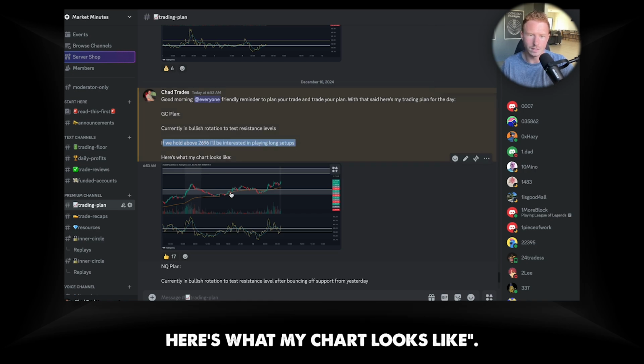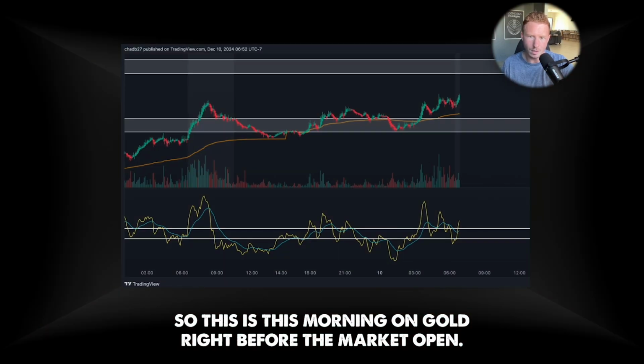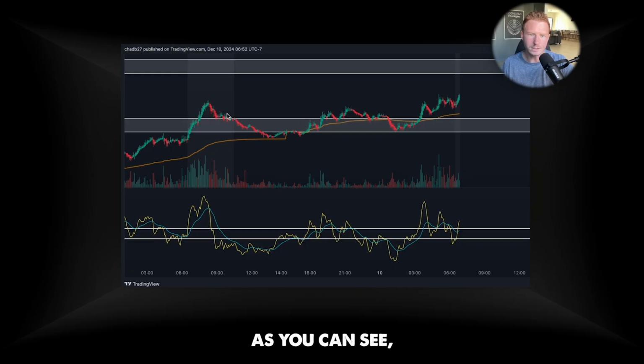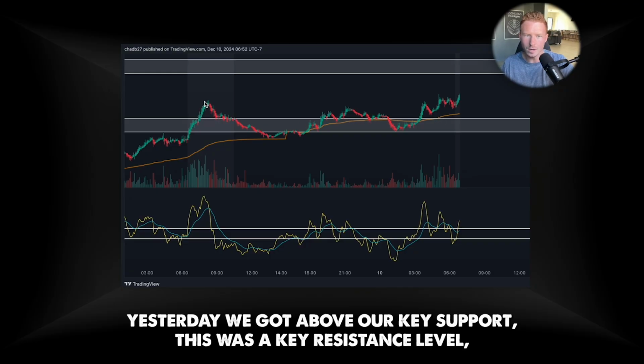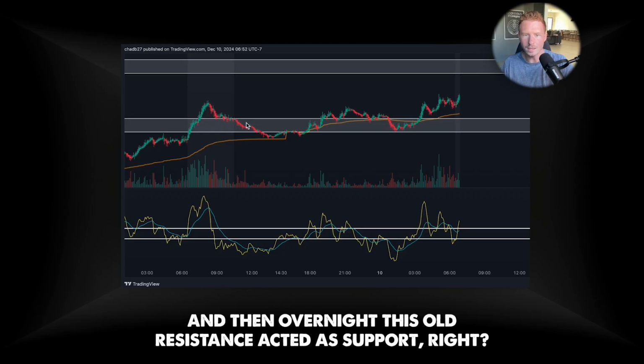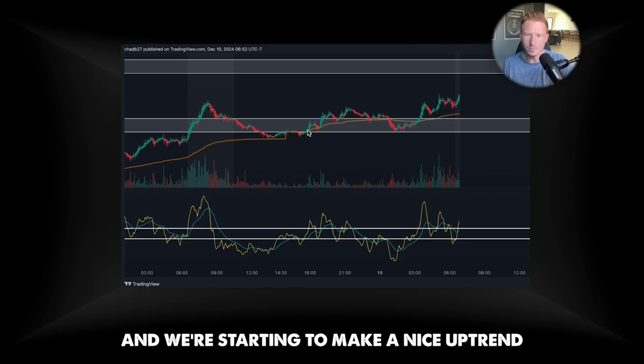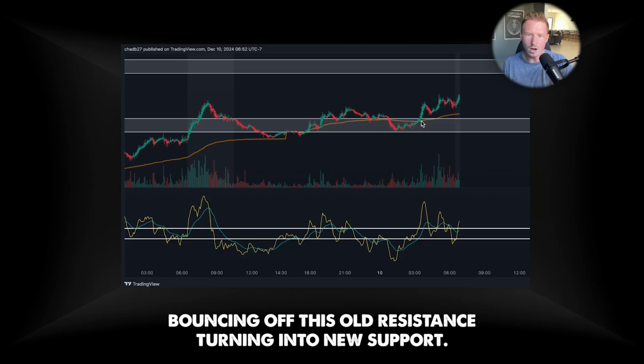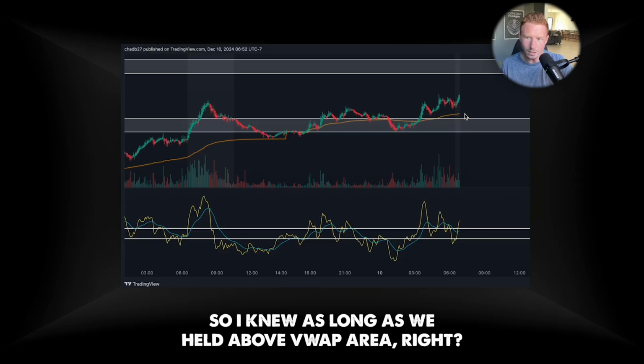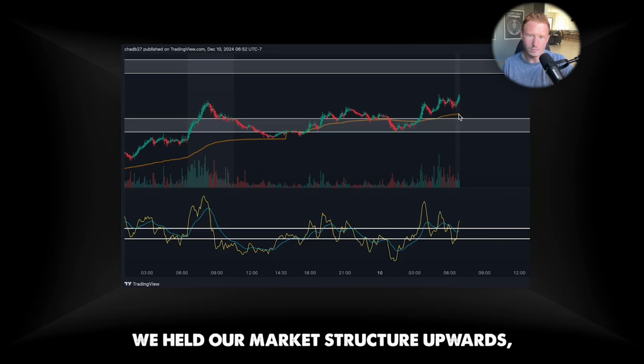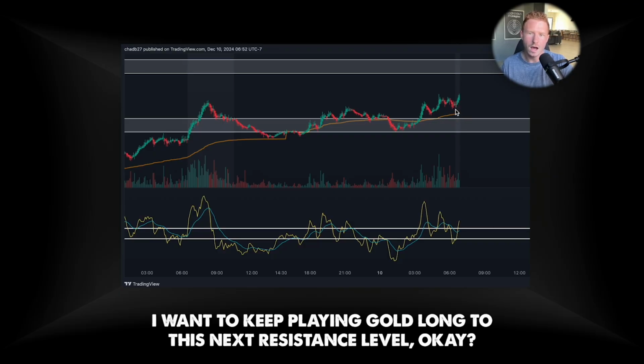Here's what my chart looks like. So this is this morning on gold, right before the market open. As you can see, yesterday we got above our key support. This was a key resistance level. And then overnight, this old resistance acted as support, right? And we're starting to make a nice uptrend, bouncing off this old resistance, turning into new support. So I knew as long as we held above VWAP area, right? We held our market structure upwards. I want to keep playing gold long to this next resistance level.